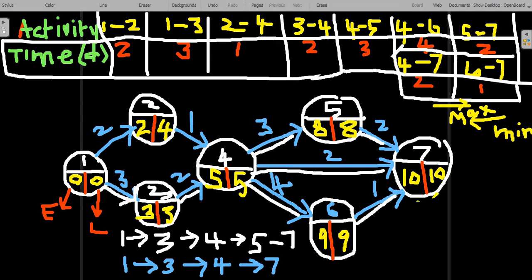What is that? 1 to 3, 3 to 4, 4 to 6, and 6 to 7. Look at that. All these are paths through which the events where the latest time and earliest times are equal. We have to draw a double line. In all these paths, latest time and earliest time are equal.